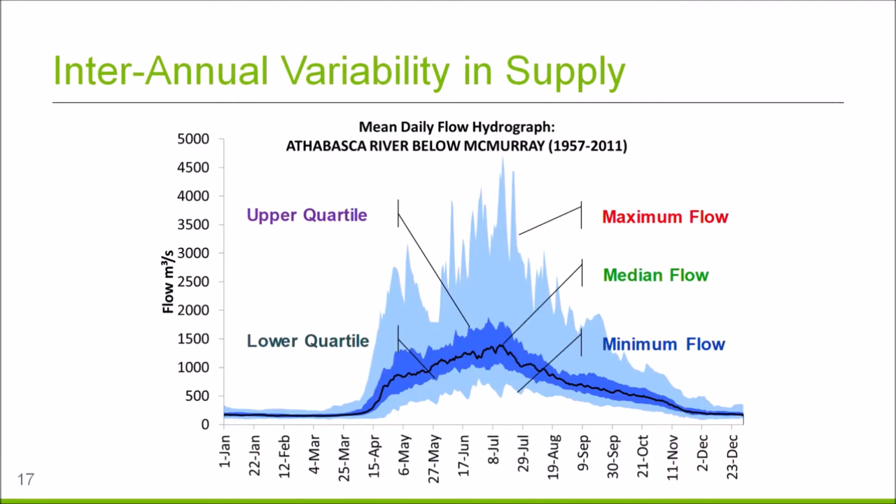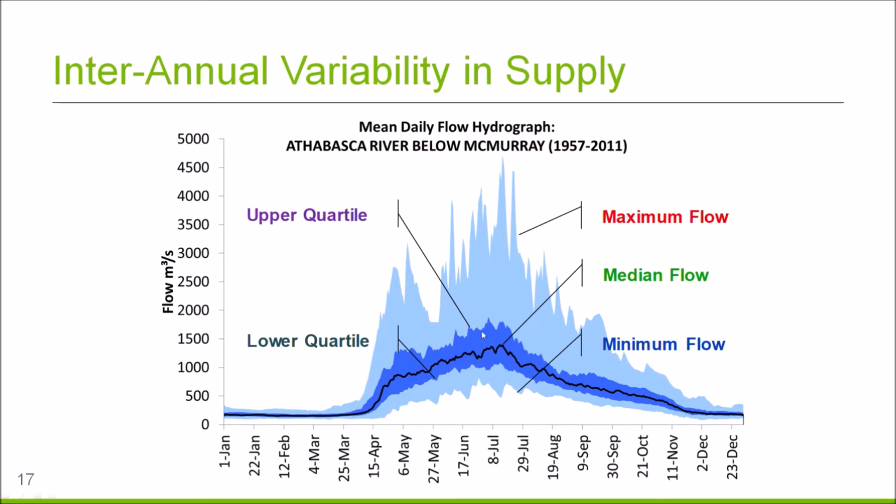The next challenge is inter-annual variability in water supply. You can see a hydrograph of the Athabasca River below Fort McMurray. We have data from 1957 until 2011. What we're showing in this plot is, on the y-axis we have stream flow, and on the x-axis we have dates from January to December. Now we have two different bands here. The light blue band is showing you the natural variability in terms of minimum flow and maximum flow.